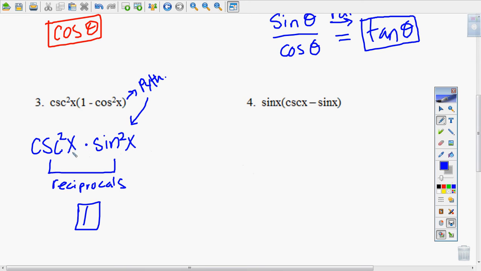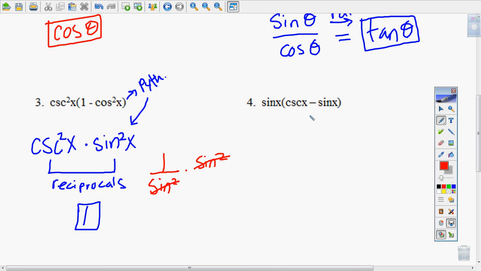They're perfect reciprocals because they're both squared, so they're going to completely cancel. If you don't see it that way, think about cosecant squared x, which is the same thing as 1 over sine squared x. When you multiply those, what's going to happen to your sine squareds? They cancel out, and what are you left with? 1. You're still using the reciprocal rule, just in a different way.